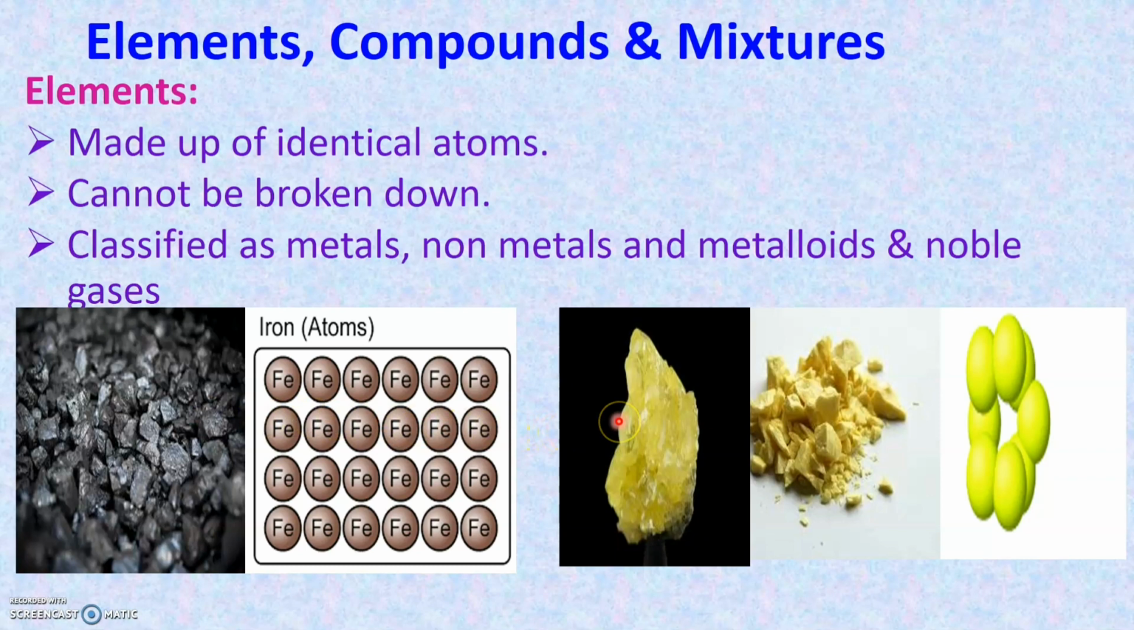As you can see here, these are atoms of iron and these are atoms of sulfur. This is another element which we call sulfur. And just like how iron atoms are represented, each of these balls represents a sulfur atom. Elements are further classified as metals, non-metals, metalloids and noble gases.